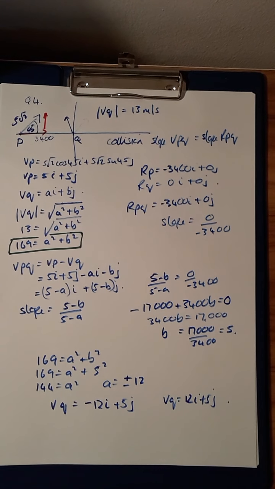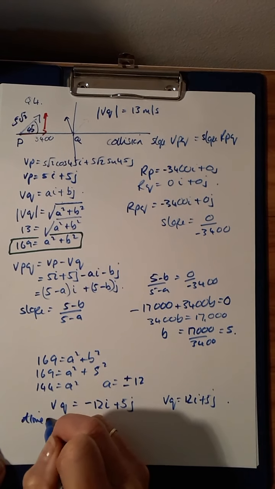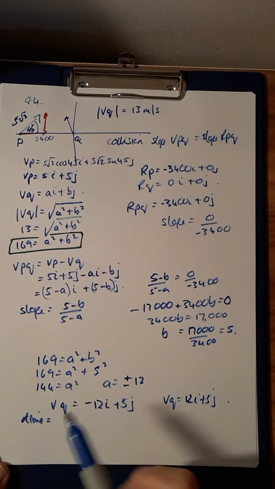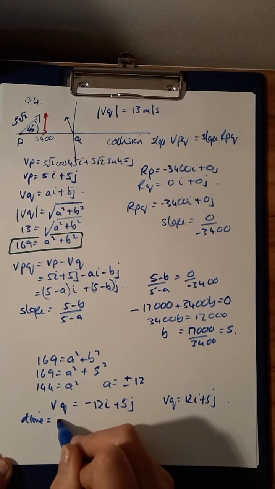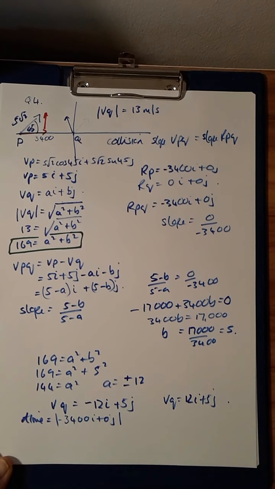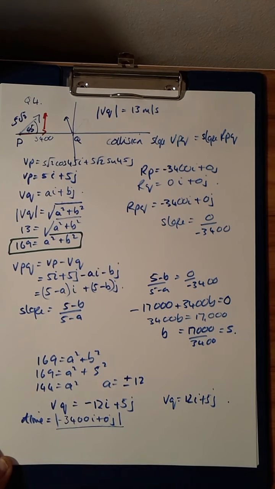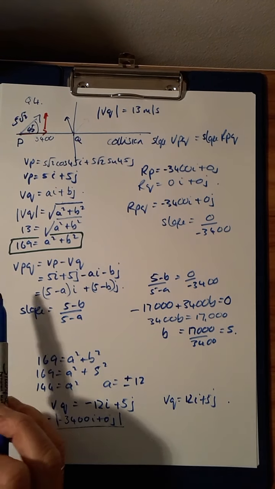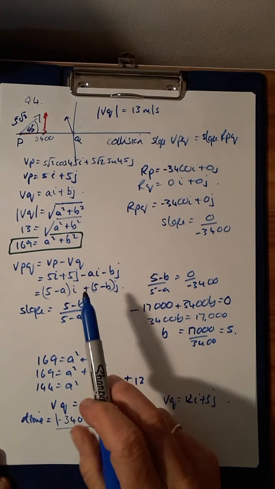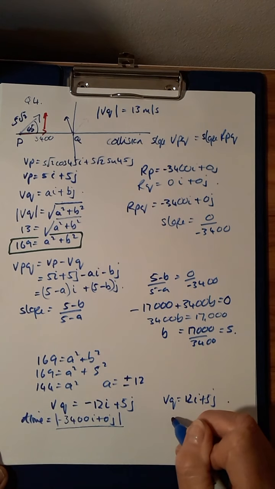The question says to me, when will the collision happen? So the time to the collision, of course, is relative displacement over relative speed. So the relative displacement is the RPQ, which is minus 3400 on the i, plus 0j. I'll get the mod of that, and I'll divide it by the relative velocity mod, which in this case, of course, is 5 minus a on the i, plus 5 minus b. So I'll just go and find what that is now.